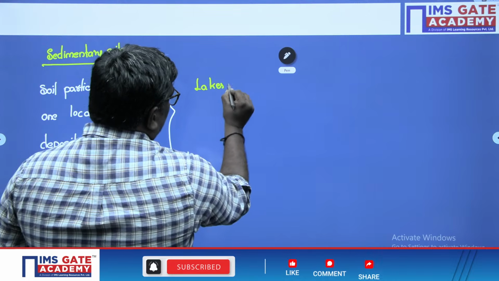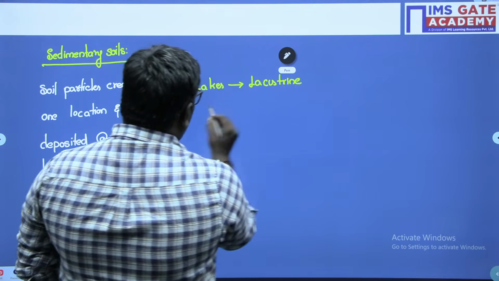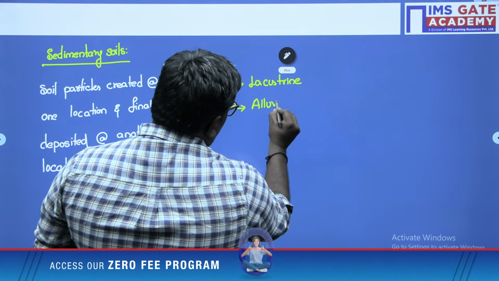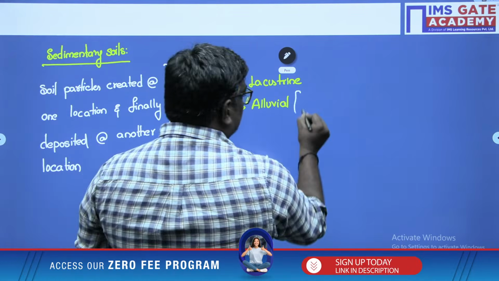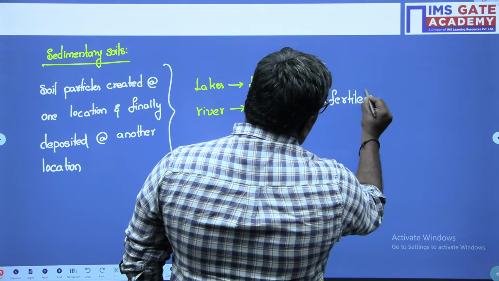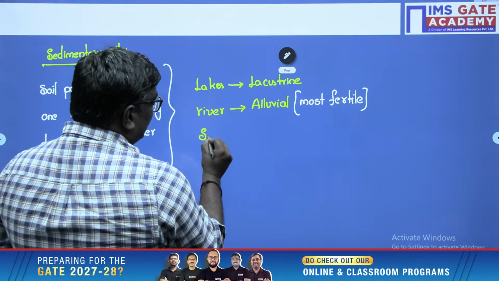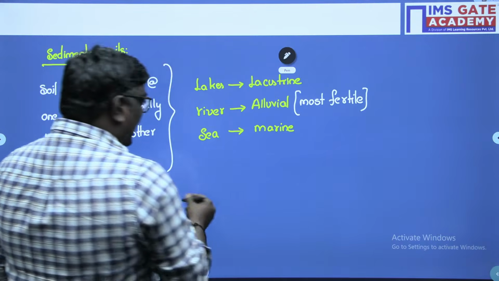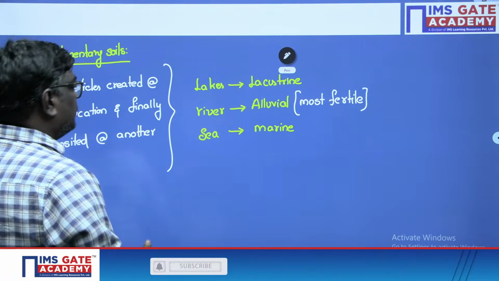Soils which are deposited in lakes are called lacustrine soils. Soils which are deposited in rivers are called what, sir? Alluvial soils. Sir, on the banks of the river, we see a lot of cultivation. This is the reason it is called the most fertile soil. Alluvial soils are the most fertile soils. Any doubts in this, students? The soils which are deposited in sea are called marine soils. Usually marine means efflorescence will be there. That is the reason we don't use this soil for construction purposes.